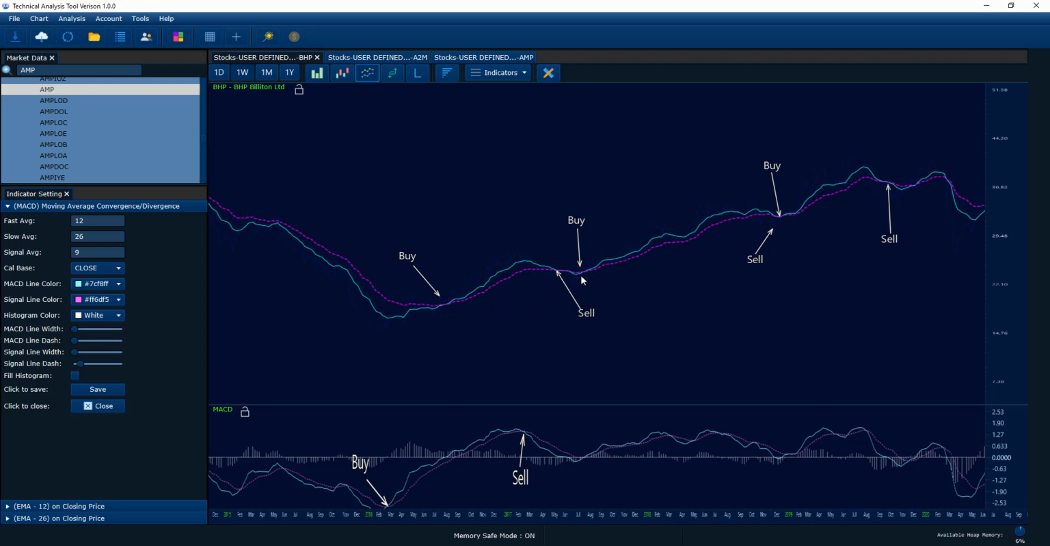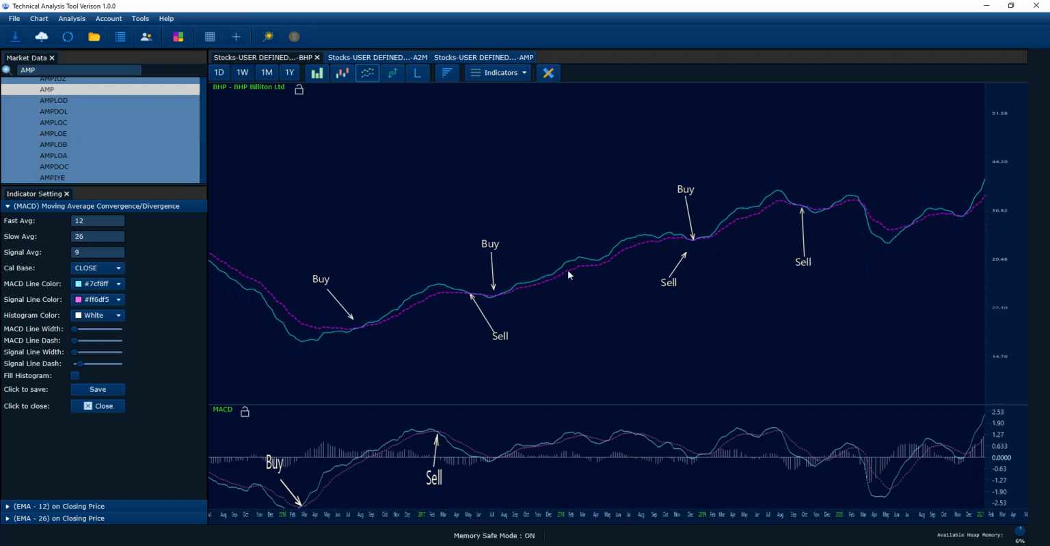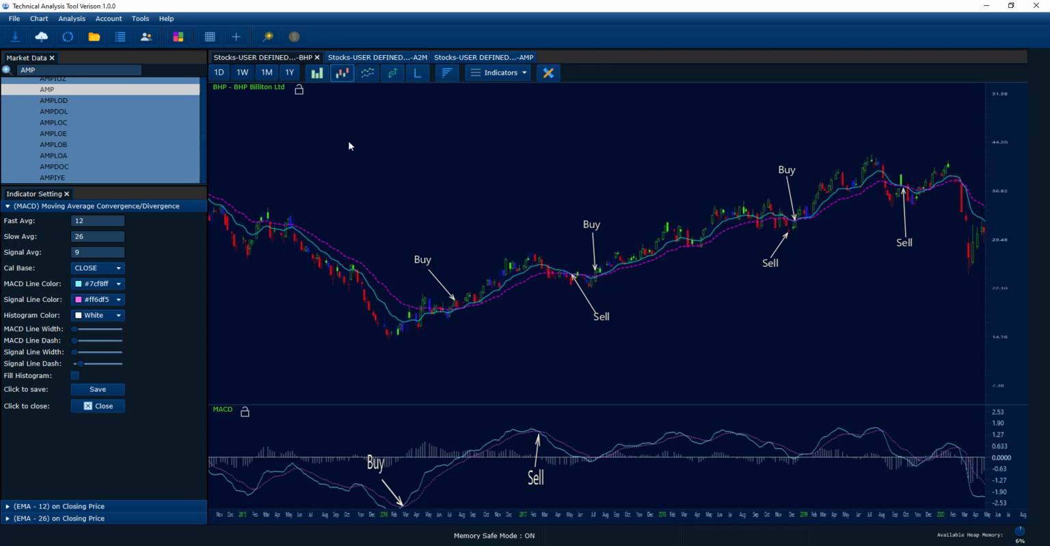And once again, when the faster EMA moves above the slow EMA, we buy again. When the faster EMA stays above the slow EMA, we hold. Okay, we do nothing. Once we see the EMA cross down again, we sell. It crosses above again, we buy, and then we sell, etc. By using this method, you can generate some good buy and sell signals.